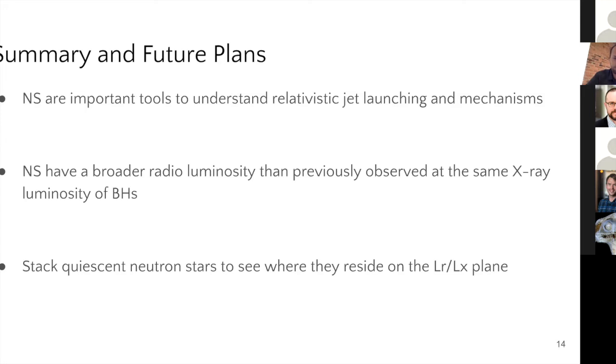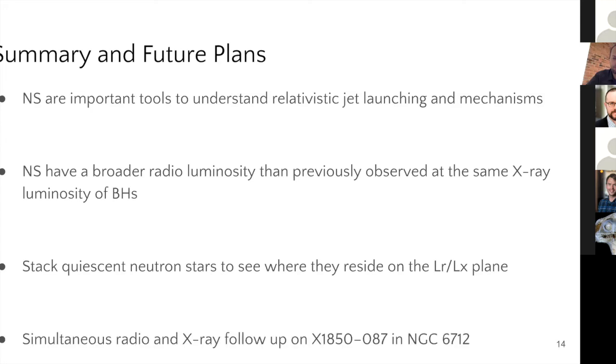And also, I mentioned this a little earlier, the second thing that we want to do is some radio and X-ray follow-up on X1850 to really understand what's going on with this source, and whether or not the detection and non-detection in the radio is simply due to X-ray transitions or something more complex is actually happening.